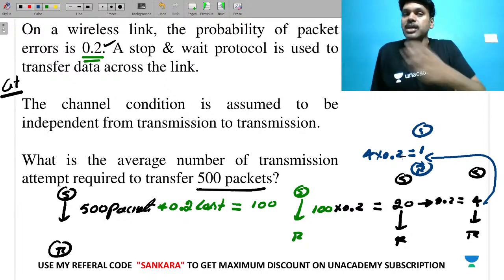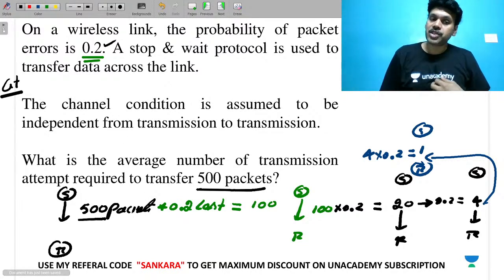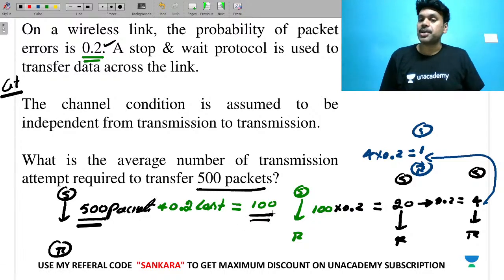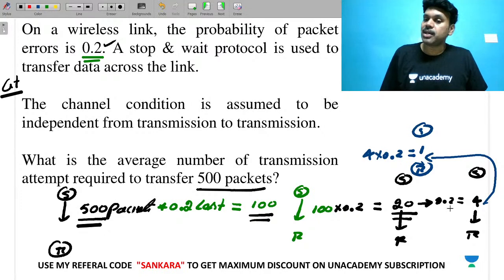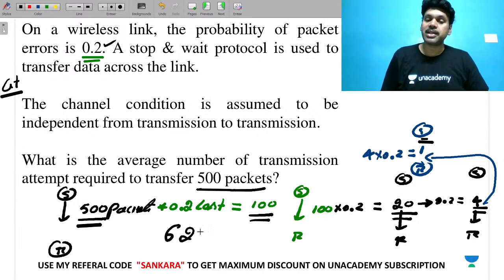What are the total transmissions from sender to receiver? That is the question. Initially I send 500. Then I send a second 100. Next 20. Then next 4. Next 1. How much is it altogether? So 625 transmissions I did.